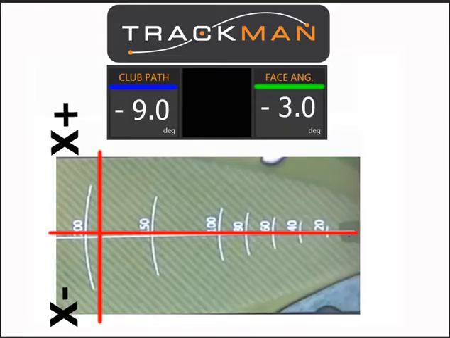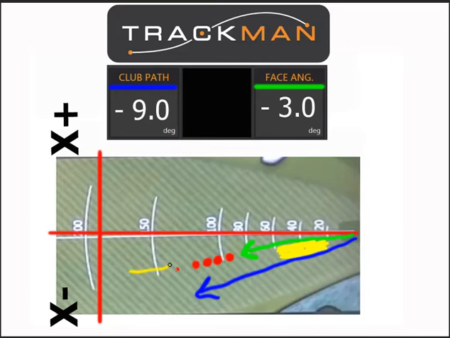So if we represent the club path here, -9 degrees, then the club face is at -3 degrees, with a differential in between here of this amount. And we know that the ball is going to start where the face is pointed and then curve away from that. How much? That depends on the differential between the face and the path. Next one.